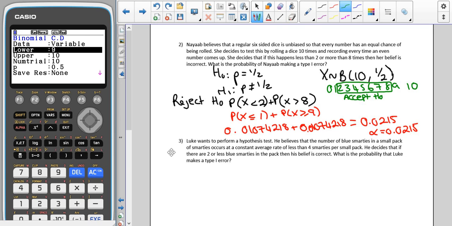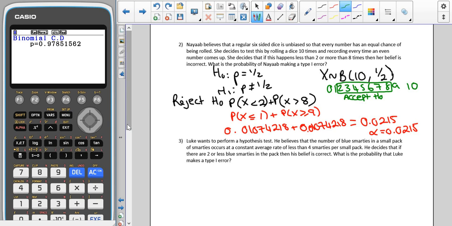So if we put that the lowest is 2 and the biggest is 8, and then if we do 1, take away that 0.9851562, we'll end up with the same answer again. It just depends which way you find it simpler. If you find finding the probabilities separately easier, then that's fine too.